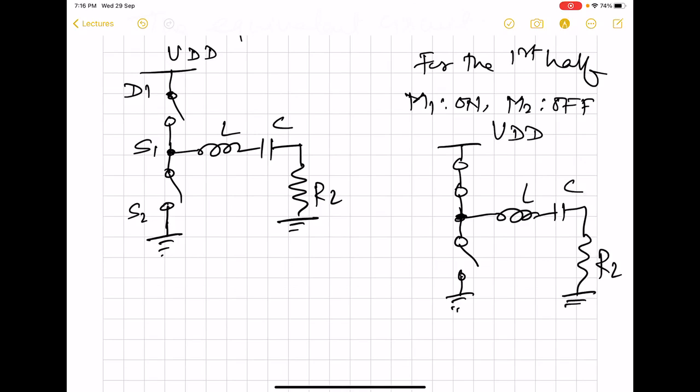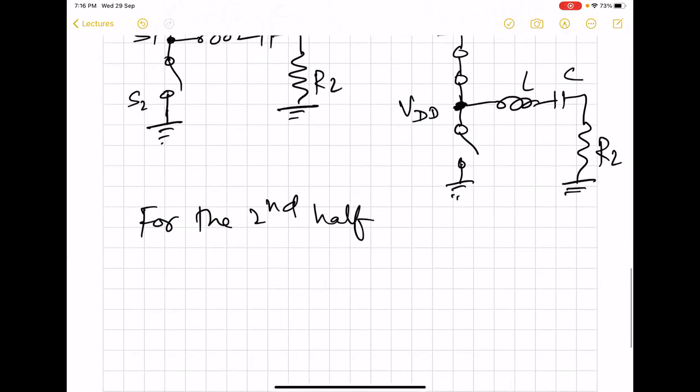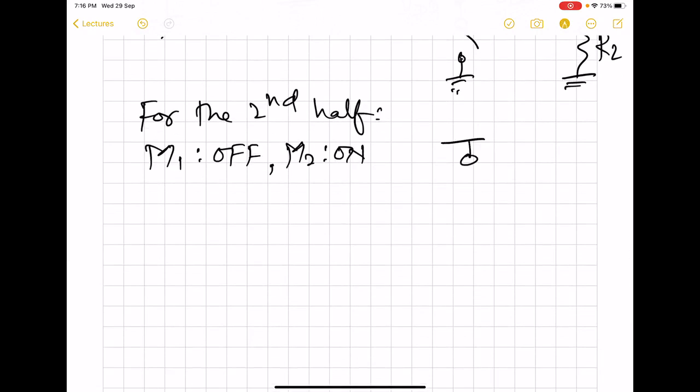So we find that at this moment, the node S1 is at VDD. For the second half, M1 is going to be off and M2 is going to be on. So for this half, the circuit is like this.